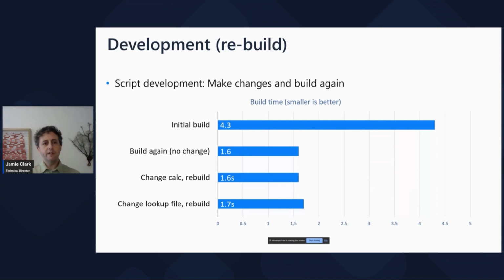It just picks up from where that change happens. So in this bar chart, I've got some examples. The first is just this initial build of a fairly small CBase with some operations in it. The second bar is when I asked it to build it again. I made no changes to the script and I said, build that again. It only took 1.6 seconds here.